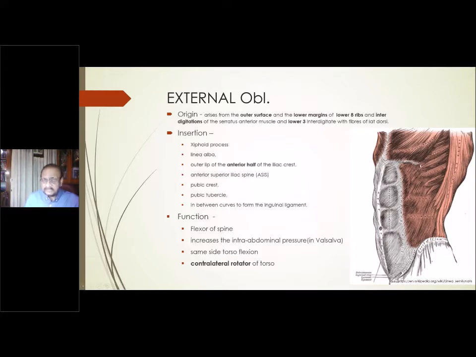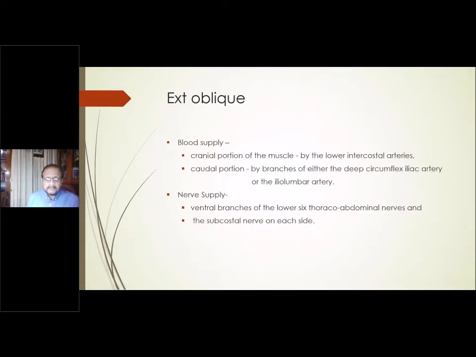The function, as you can well judge logically, is flexion of the spine, increasing the internal pressure in Valsalva maneuvers by contracting, and same side lateral flexion. But what is peculiar is that it is a contralateral rotator of the torso. The blood supply comes to the cranial portion of the muscle from the lower intercostal arteries, and to the caudal portion from a branch of the deep circumflex iliac artery, as we'll be seeing in the future slides. And the nerve supply is the ventral branch of the lower six thoracoabdominal nerves and the subcostal nerve on each side.